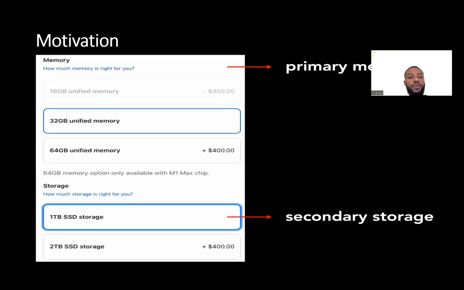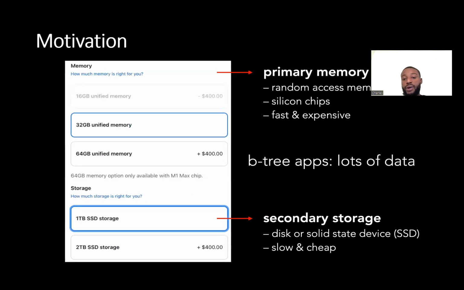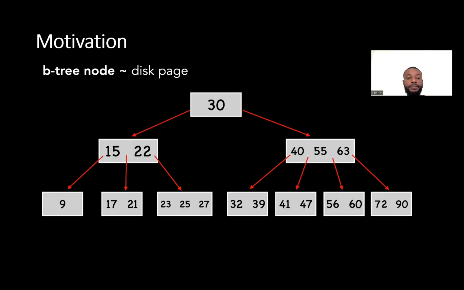We all know that when it comes to a computer, there are two main storage types: the primary storage and the secondary storage. The primary storage is normally the RAM. It is made of silicon chips and is fast and expensive. The secondary can be any form of disk drive or a solid state device, and is relatively slower and cheaper.